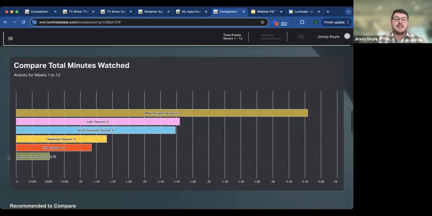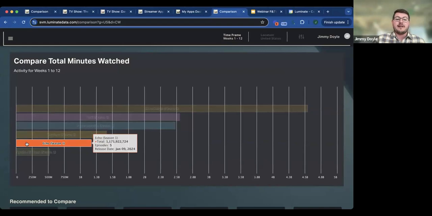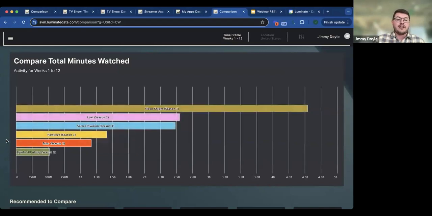And that's something that we can see when we actually look at that total minutes viewed for those first 12 weeks of viewership. And Echo, it's a little bit shorter than some of these other shows. So mind you, that's part of the reason it's going to have less total minutes, but it's also really well behind things like Loki and Secret Invasion and Moon Knight in terms of that viewership.